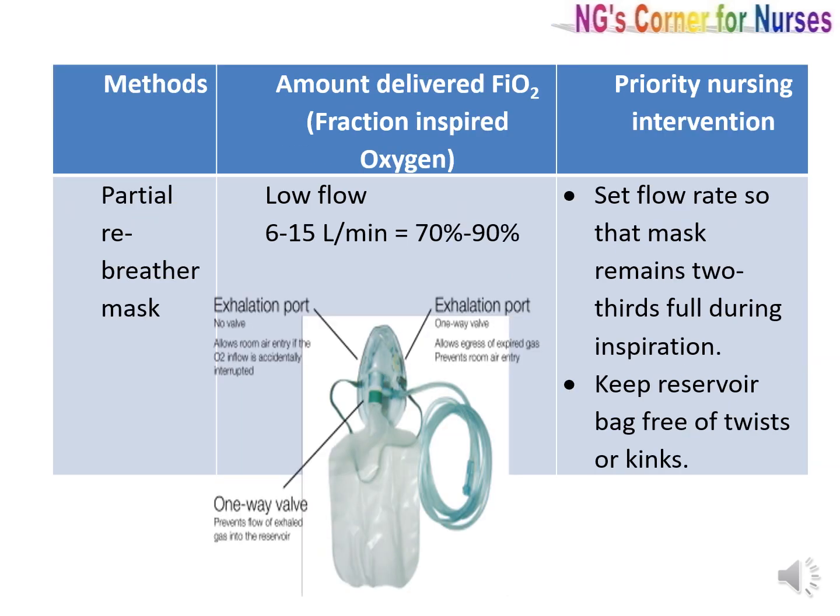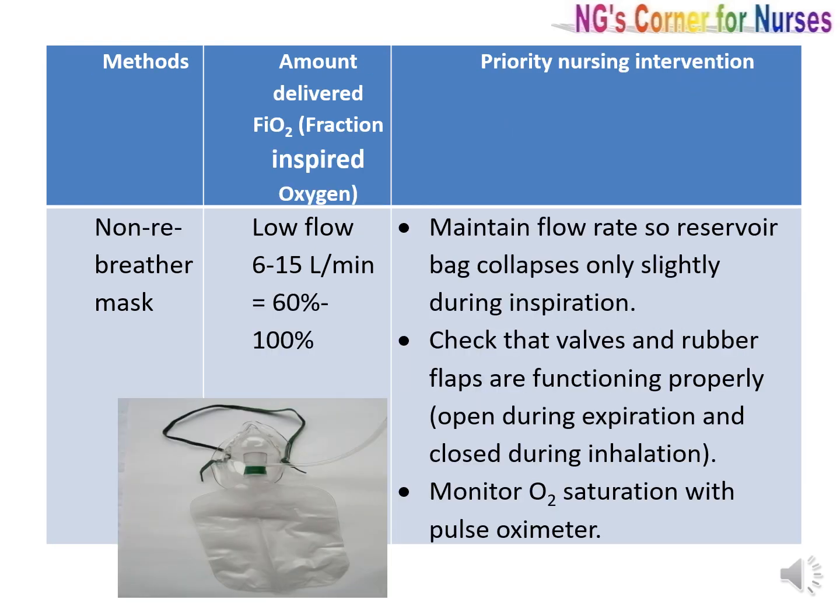Next, coming to partial rebreather mask. The flow rate is 6 to 15 liters per minute, that is 70% to 90%. Priority nursing interventions are: set flow rate so that the mask remains 2/3 full during inspiration and keep the reservoir bag free of twists or kinks. Next, coming to non-rebreather mask. Flow rate 6 to 15 liters per minute, that is 60 to 100%. Priority nursing interventions are: maintain flow rate so the reservoir bag collapses only slightly during inspiration. Check that valves and rubber flaps are functioning properly, and monitor oxygen saturation with a pulse oximeter.